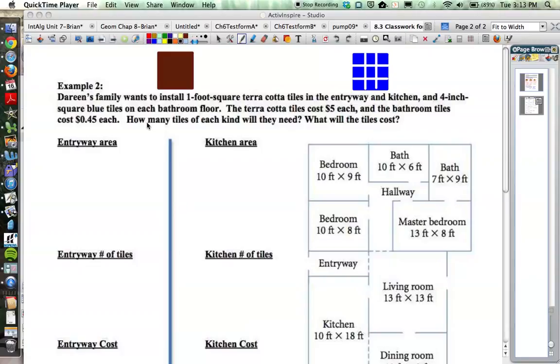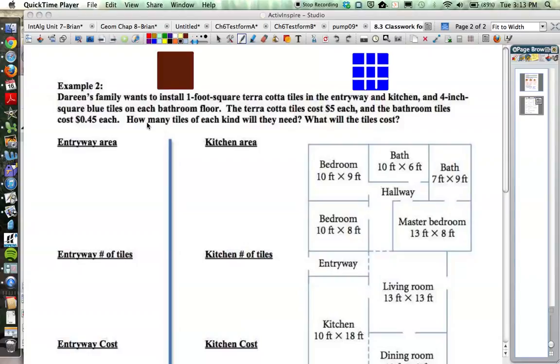Here's example 2 of 8.3's classwork. It says, Doreen's family wants to install 1-foot square terracotta tiles in the entryway and kitchen and 4-inch square blue tiles on the bathroom floor. The terracotta tiles cost $5 each and the bathroom tiles cost 45 cents each. How many tiles of each kind will they need? What will the tiles cost?